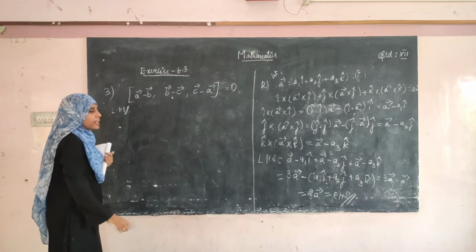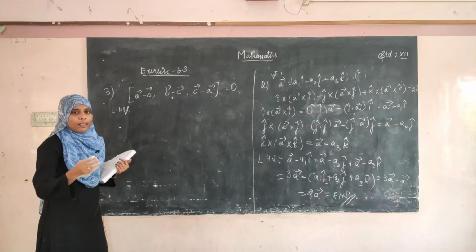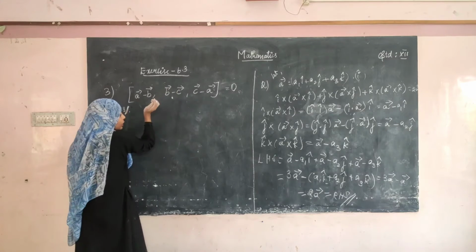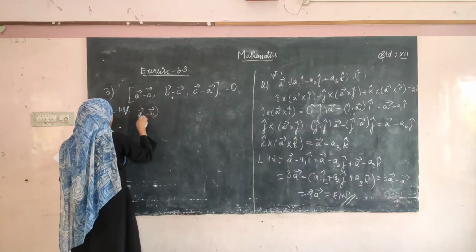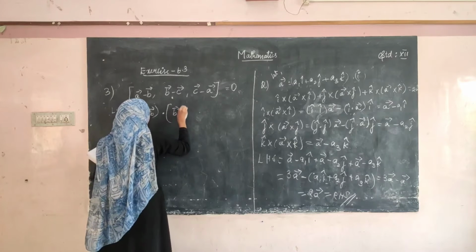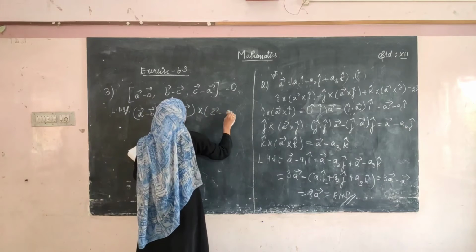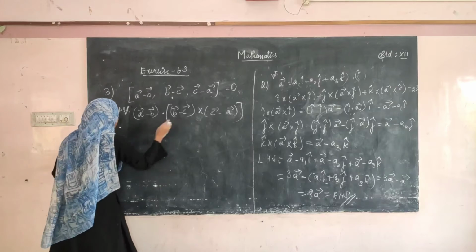So how can we expand this? Box product of A vector comma B vector comma C vector can be expanded as A vector dot B vector cross C vector. So this is one vector, this is one vector, and this is one vector. So this can be expanded as A vector minus B vector dot B vector minus C vector cross C vector minus A vector. Okay, now expand these terms alone.